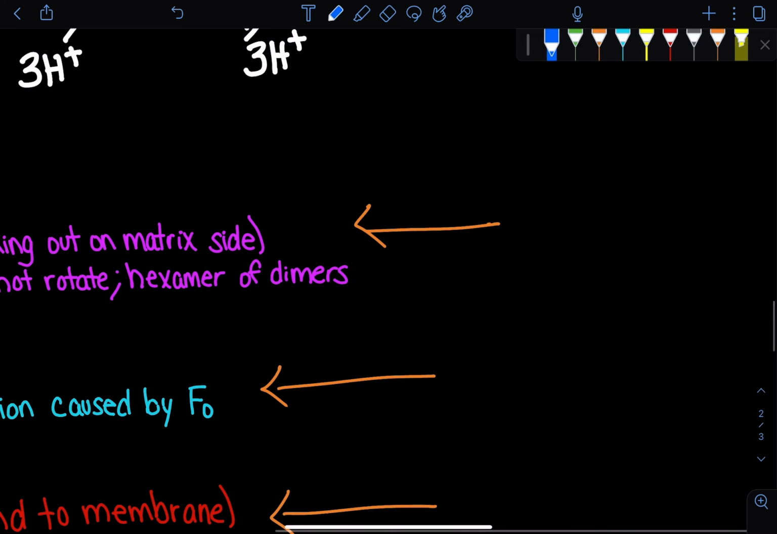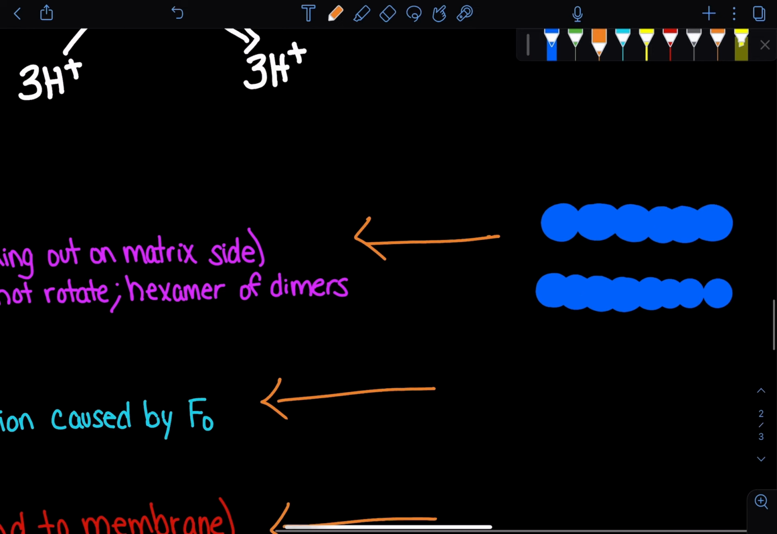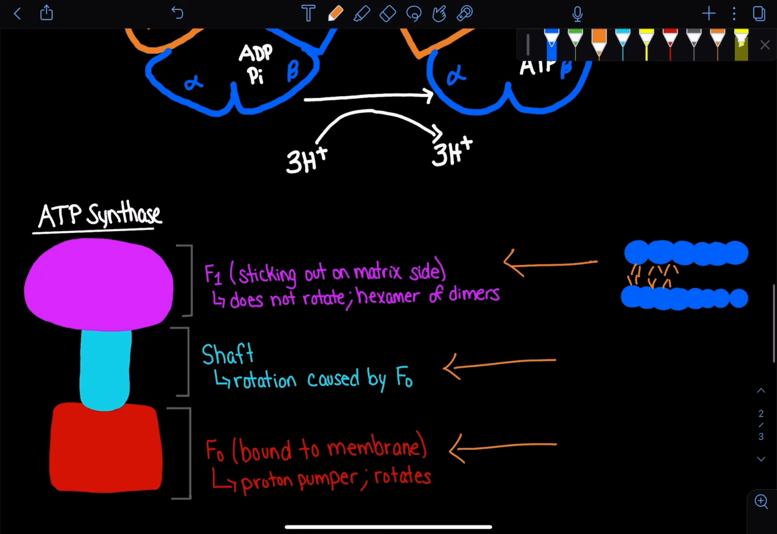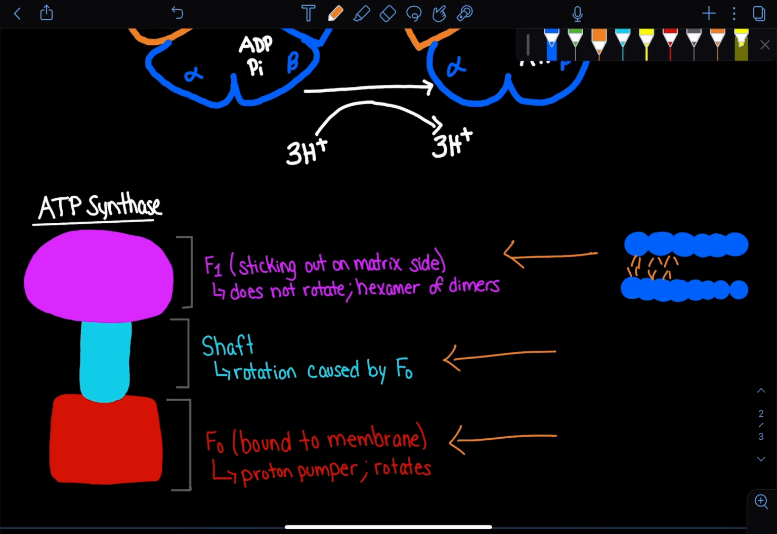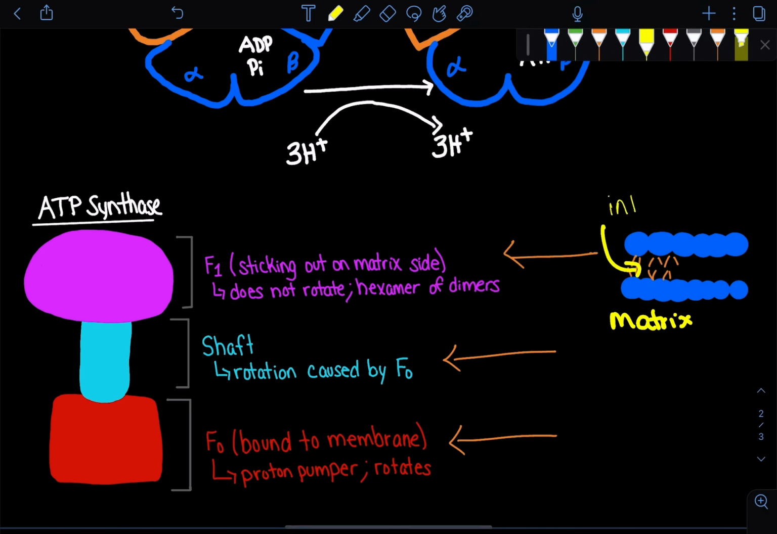So what does that mean? So if we look at a membrane, and these are our phospholipid heads, and then we also see tails, so these are fatty acid tails. Essentially what we're saying is that F1 is sticking out on the matrix side. So if I denote this side, this is the matrix side, and this is the intermembrane space.